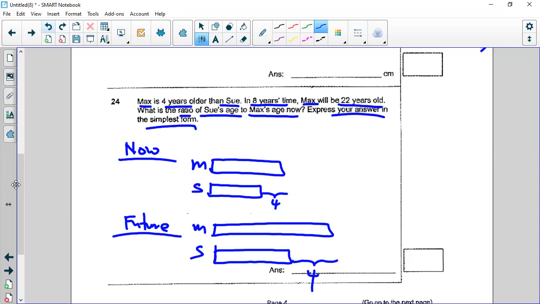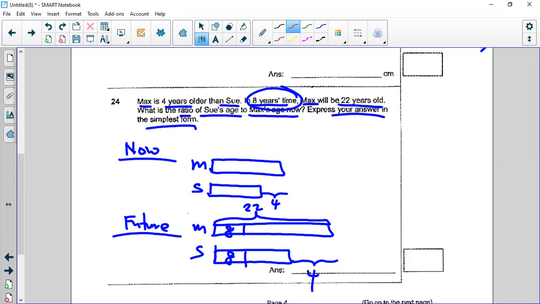Then what do we do? In 8 years' time, I can actually cut here and add 8 years to each person. Now Max, in 8 years' time, will be 22 years old. See, look at my drawing. So in 8 years' time, Max will be 22 years old. That's your model, right? So can we find each person's age already? Yes, we can.